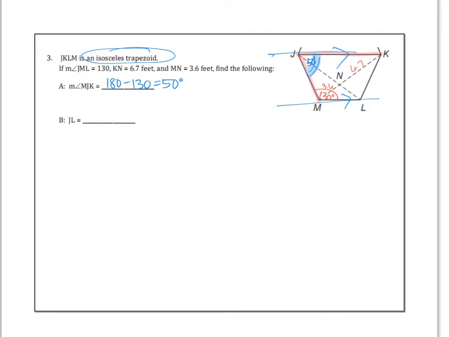Next, JL. Well, if it's an isosceles trapezoid, diagonals are congruent. So from M to K, we would add the 3.6 plus the 6.7, which adds up to 10.3. And so if one diagonal is 10.3, then JL must also be 10.3.